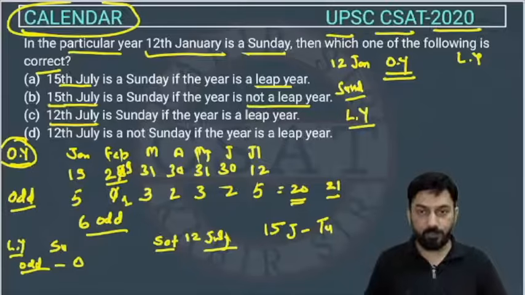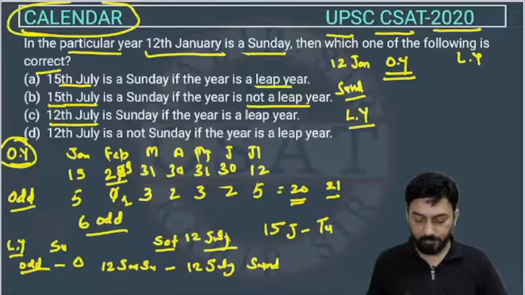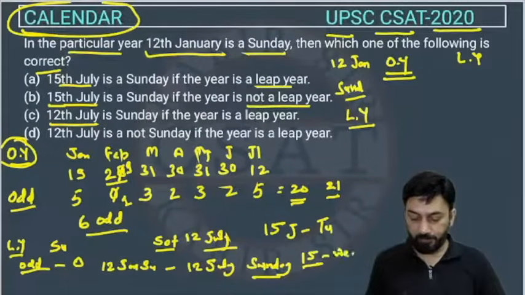If the odd day is 0, then if on 12th January there is Sunday, then on 12th July there will also be Sunday, right? And then 15th July will be what? 3 days after it, right? So this will be Monday, Tuesday, Wednesday. So this will be Wednesday. Now we will check from the options.